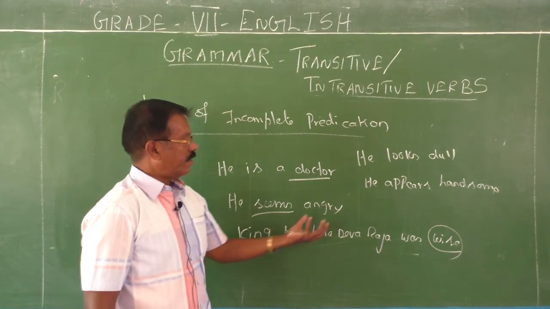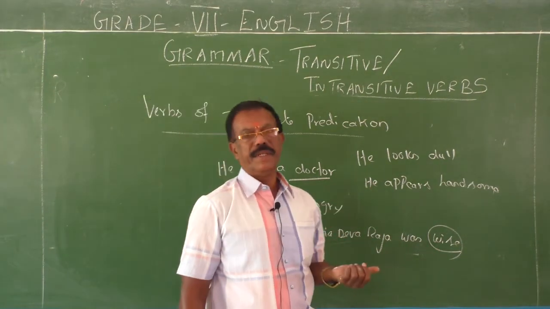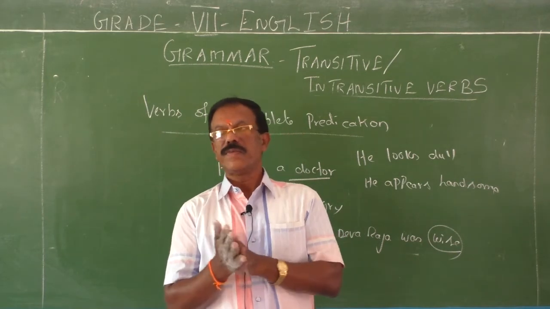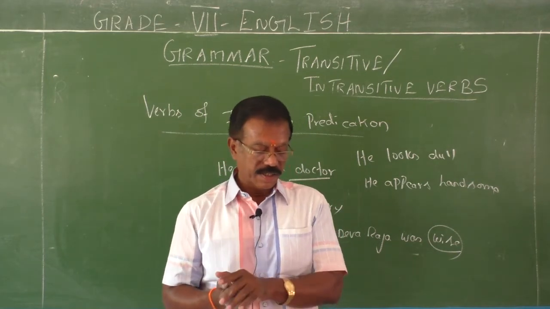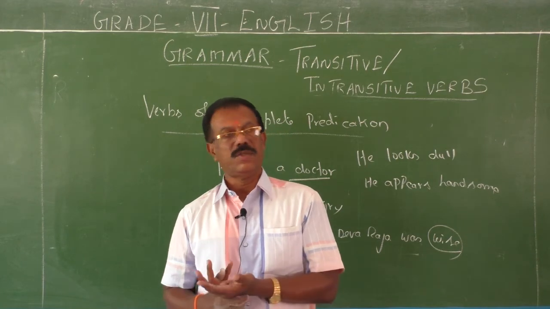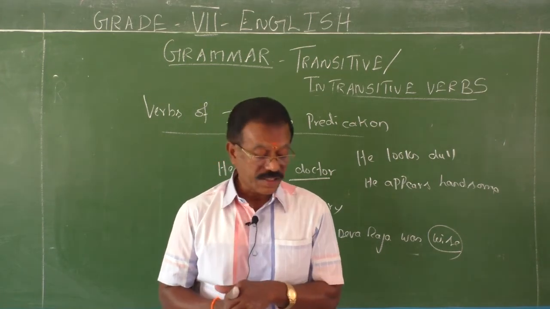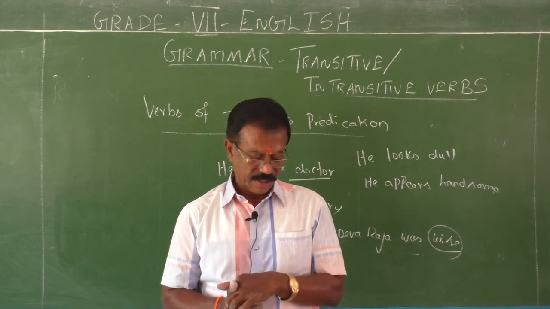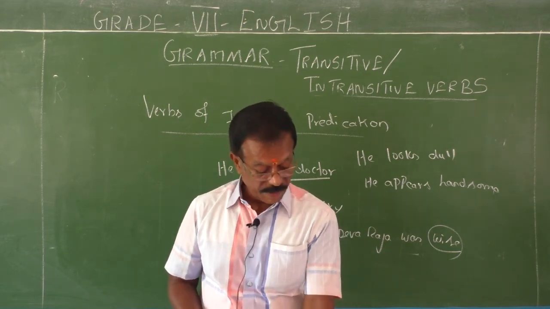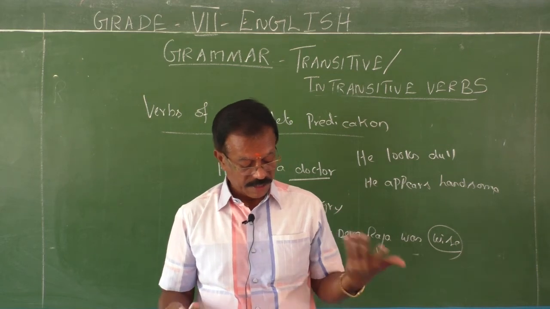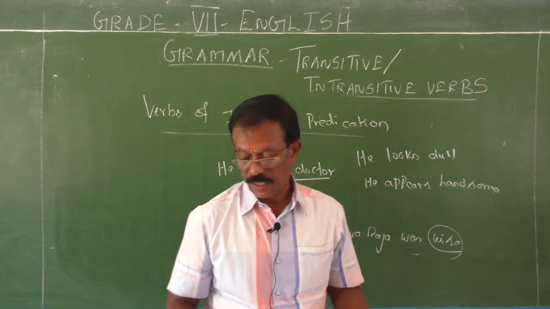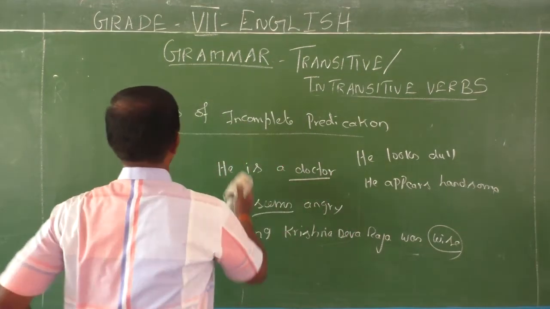Seems and was and looks and appears. So we have a list of verbs like this. All such verbs require a word, which may be a noun or an adjective, to complete the sense. Such types of verbs are called verbs of incomplete predication. The complement of a verb may be a noun or adjective or gerund or infinitive, or sometimes a present participle also. I'll give you examples for such things.